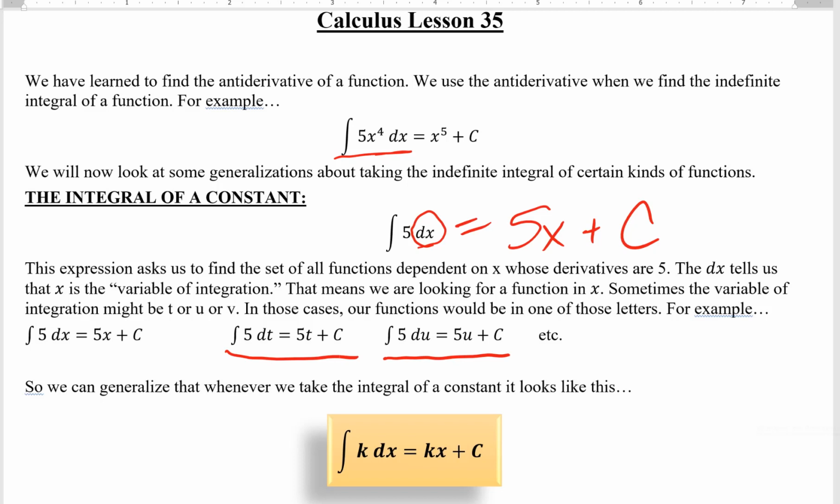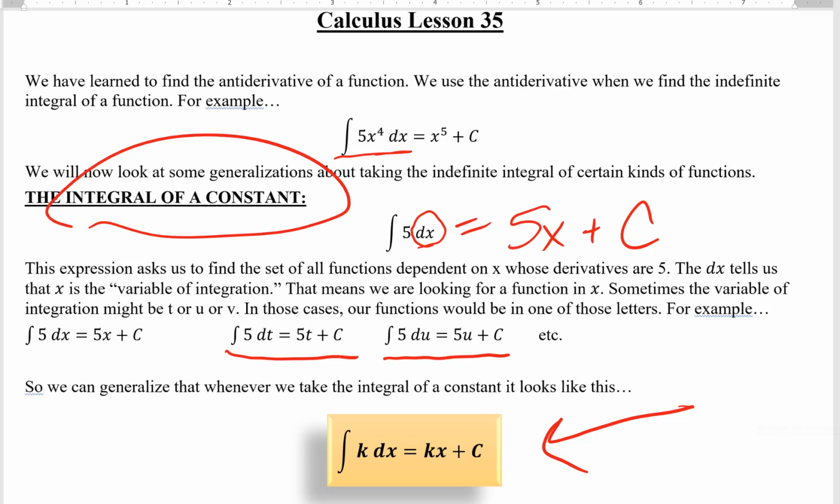So basically, we're getting to this point where we can generalize, and this is pretty obvious, of course, that the integral of any constant dx is equal to kx plus c. So that's the integral of a constant. That's the basic general rule. And that's very obvious, but we are going to kind of use that to make a couple of other rules that will help some other integrals be a little bit easier.